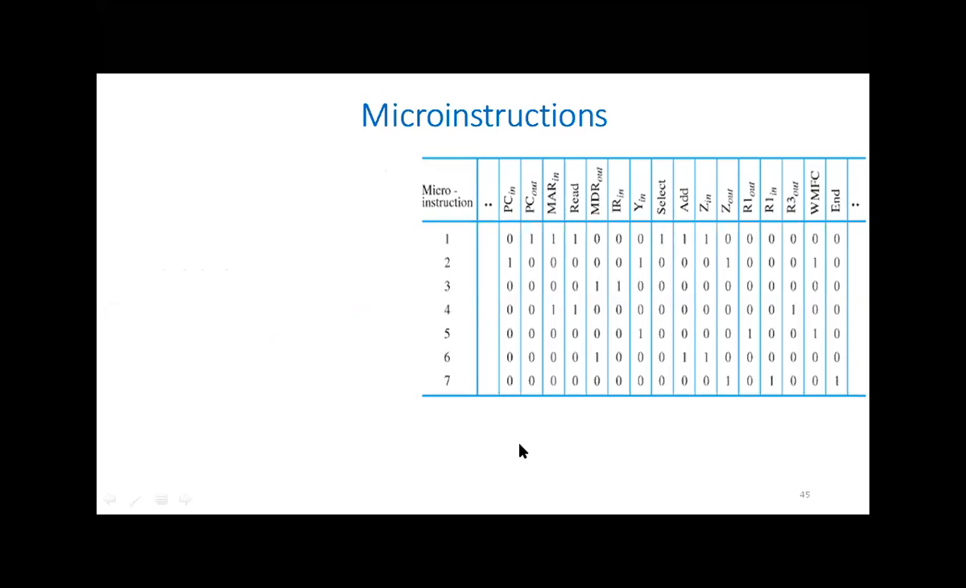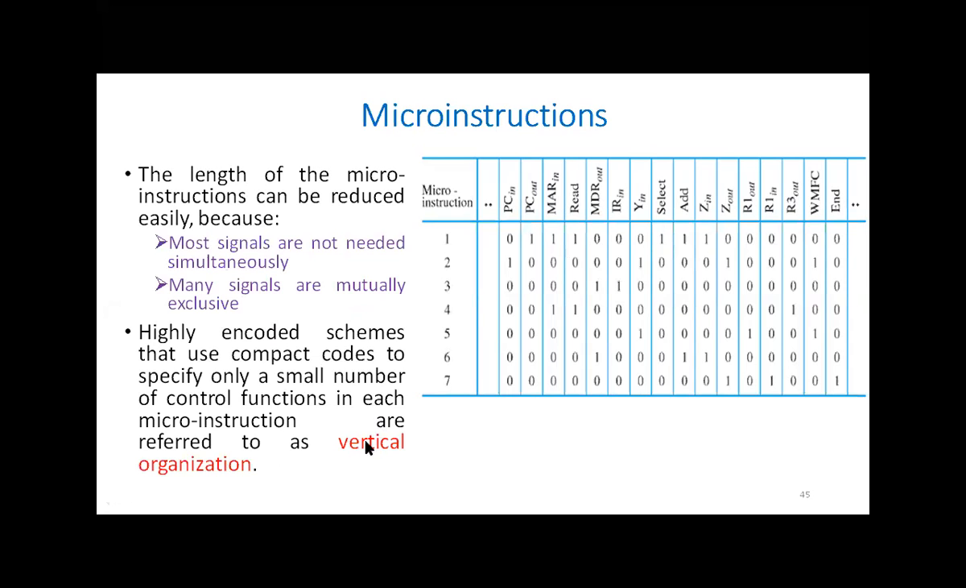To solve that, we can use vertical organization, where individual control signals are selected. You see here the individual control signals. PCIN is activated only for micro instruction two, and PC out only for micro instruction one. MAR in is activated for micro instruction one and micro instruction four, like this. It will be placed like this, in vertical organization.